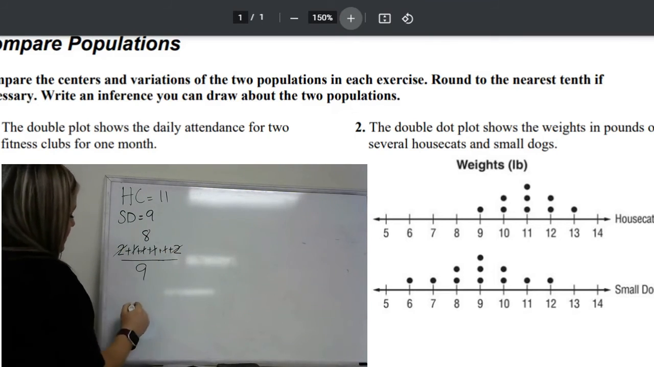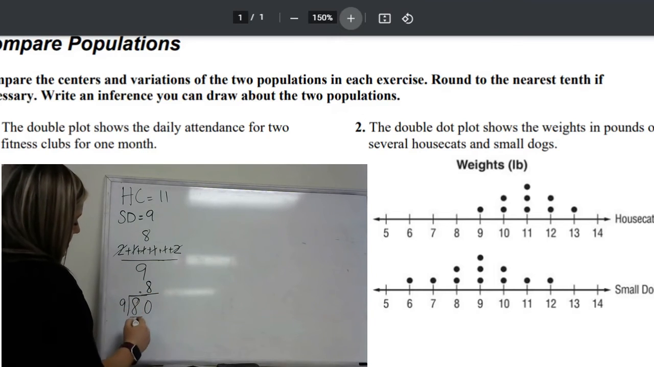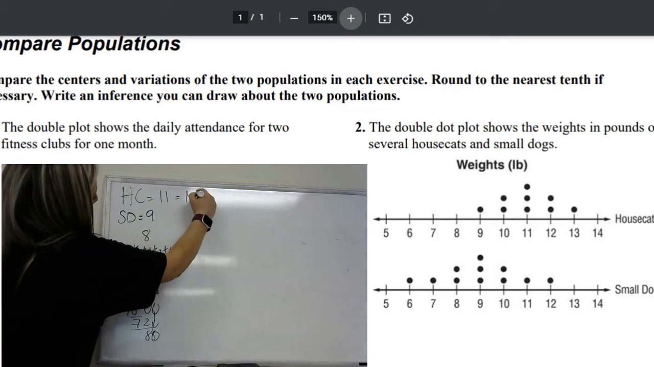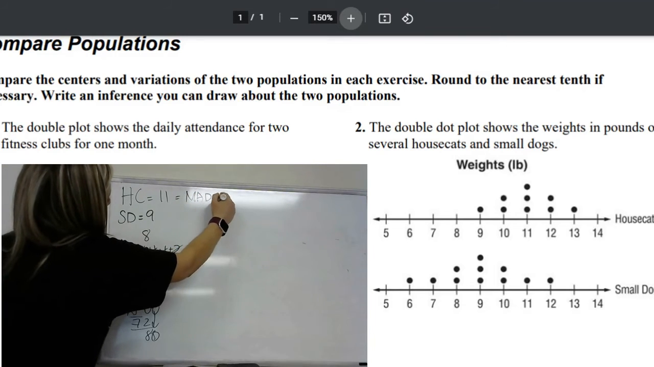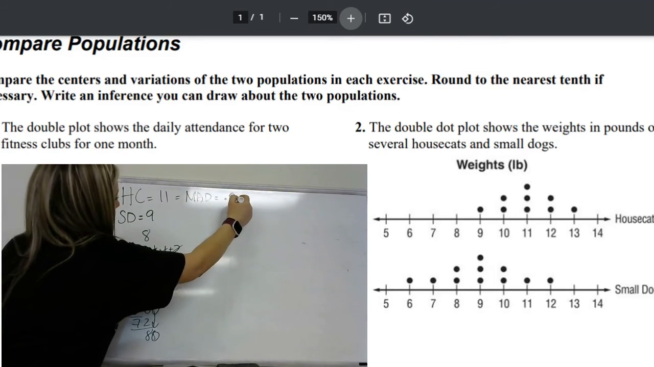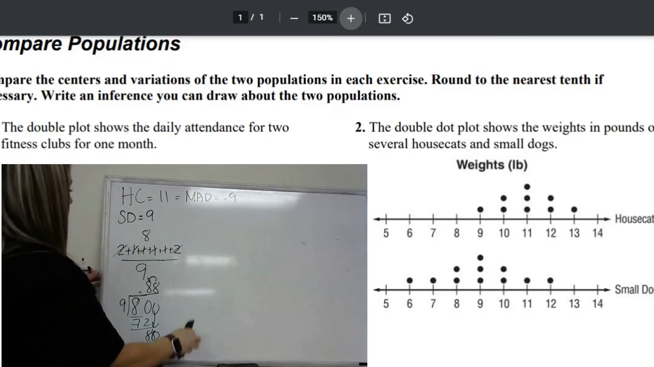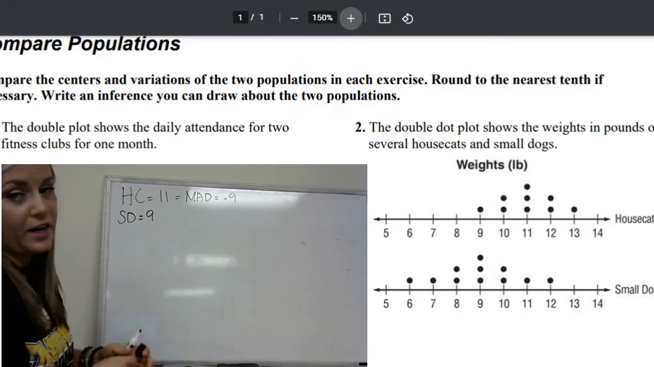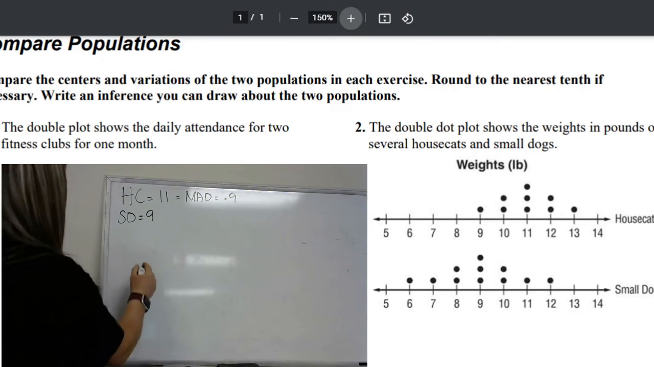So we're going to do 8 divided by 9. Okay, 9 will go into 80 8 times. 8 times 9 is 72, and that is 8, and it's a repeating decimal. So we can round that. I'm going to put MAD is about 0.9, rounding to the nearest tenth, okay? So next, we've got to find the central variation for small dogs.